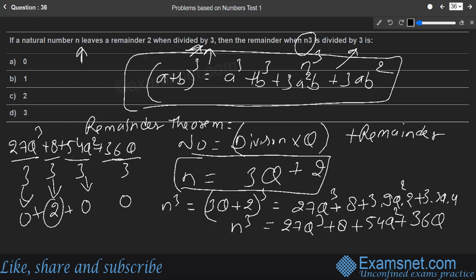So if you add all those remainders, the ultimate remainder comes out to be 2 itself. So that is going to be our answer. The remainder for n cube will always be 2. That is option number C.